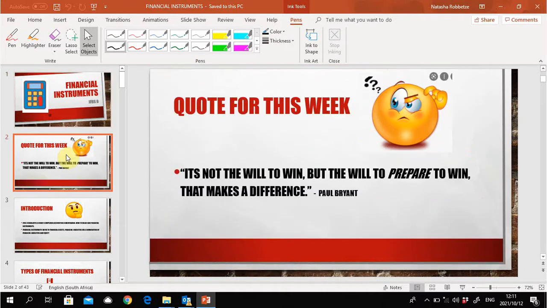The quote for this week says, "It's not the will to win, but the will to prepare to win that makes the difference." That was a quote by Paul Bryant. I love this quote because it reminds us that there's a difference between a dream and a goal. A dream is just something that you would like to achieve, but you don't show any action towards it, while a goal is a dream with a plan for which you prepare. I think it's very important to understand the difference if you want to be successful.